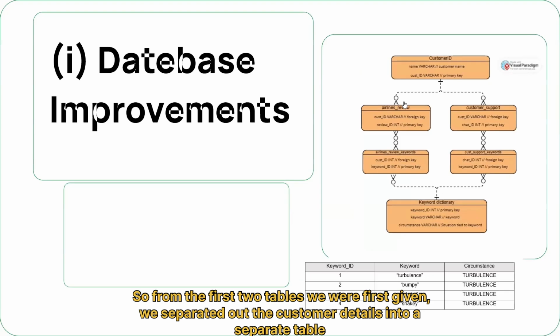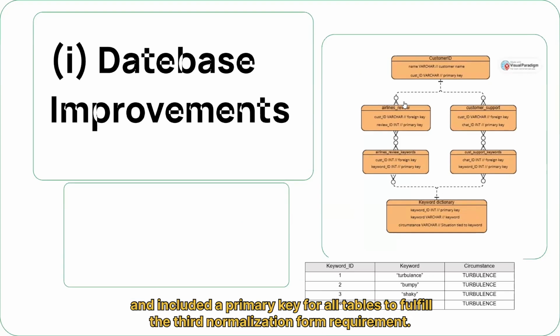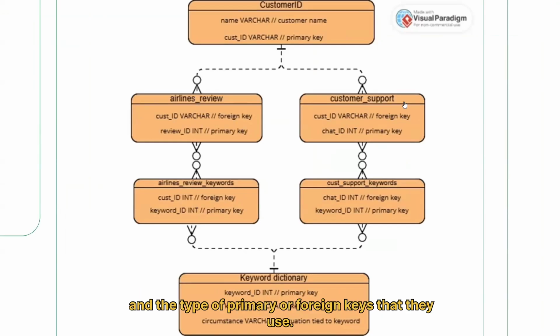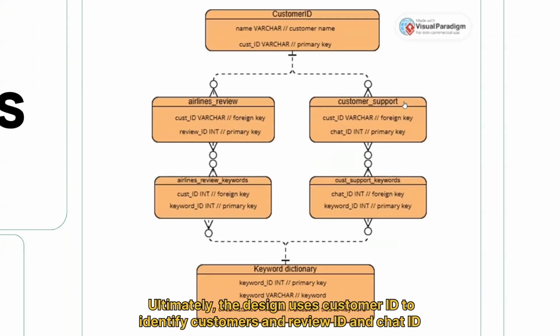So from the first 2 tables we were first given, we separated out the customer details into a separate table and included a primary key for all tables to fulfill the third normalization form requirement. The entity relationship diagram is shown here, clearly depicting the relationship between each entity and the type of primary or foreign keys that they use.